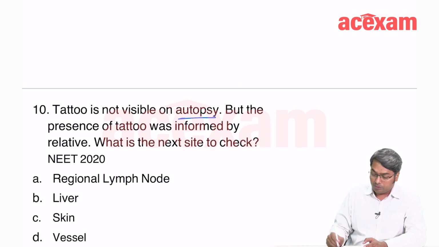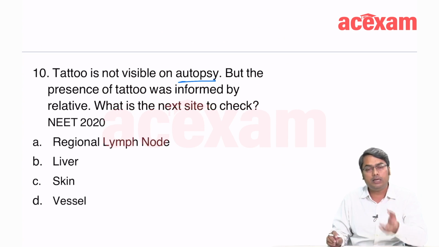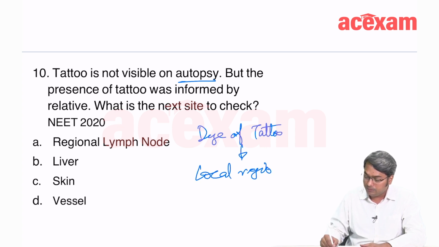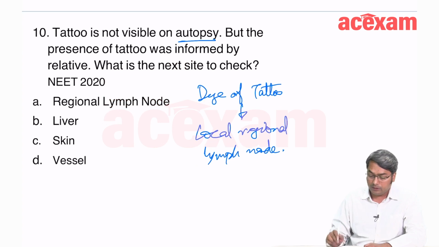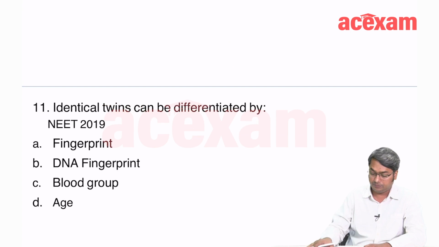Tattoo is not visible on autopsy, but the presence of tattoo was informed by the relative. What is the next site to check? If the tattoo is present, then the dyes of the tattoo will be present in the local regional lymph node, and this can be detected under the microscope. So if the tattoo is not visible, then the next site to check is the regional lymph node.